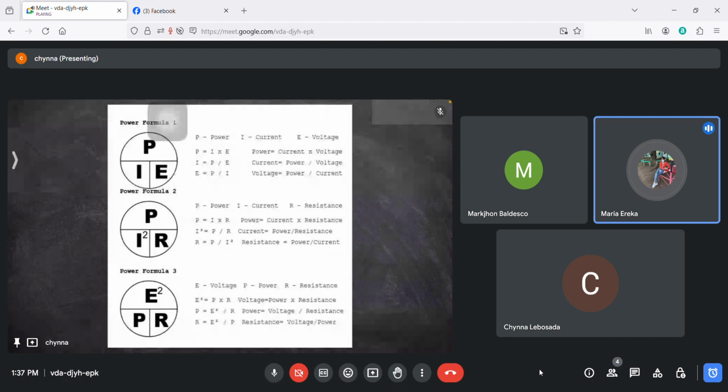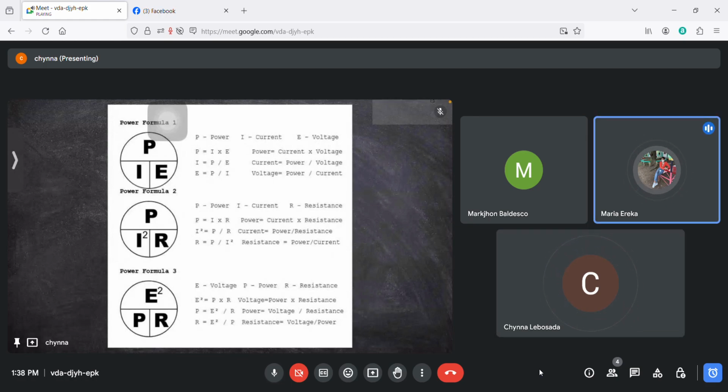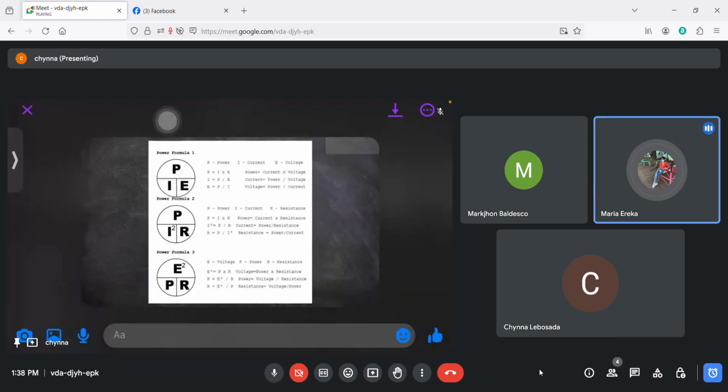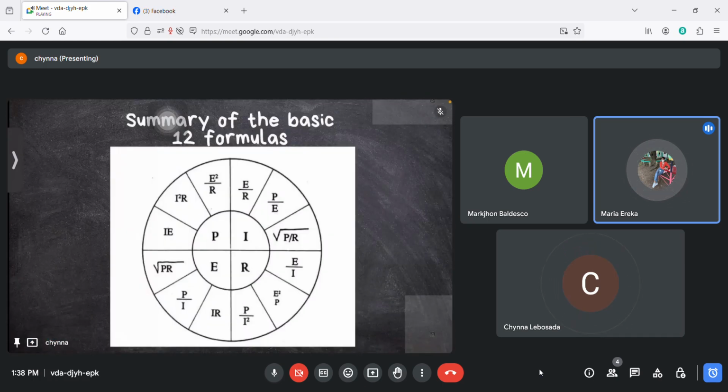Power Formula 1 is P equals I times E. P stands for power, I stands for current, E stands for voltage. Power Formula 2, P equals I squared times R. P stands for power, I squared stands for current, R stands for resistance. Power Formula 3, P equals E squared divided by R. E squared stands for voltage, P stands for power, and R stands for resistance. These are the summary of the basic 12 formulas.